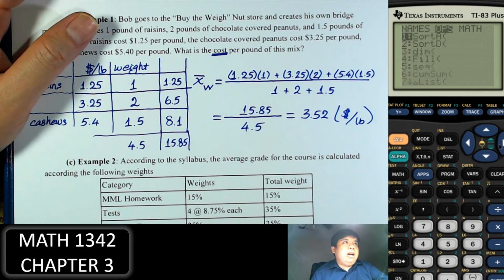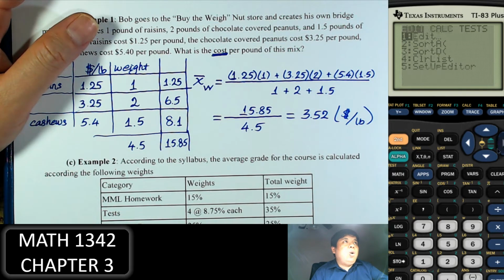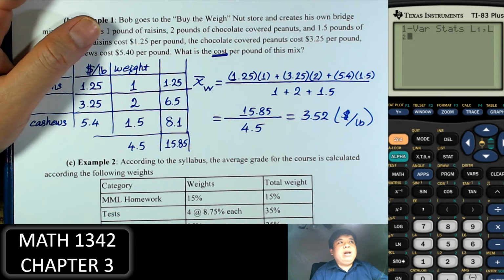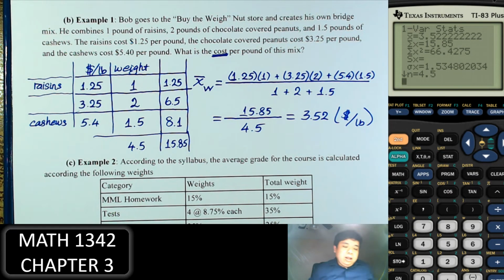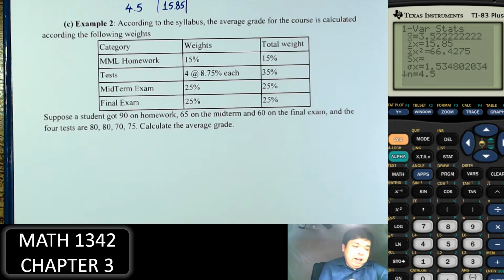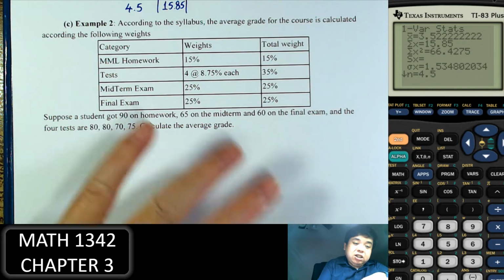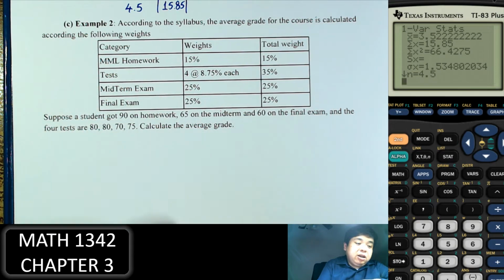And then again, stat, one variable statistic. We just have to enter list 1 comma list 2. The syntax is different with this kind of calculator, but essentially it calculates the same thing. Right. Next, according to syllabus, actually this is not our syllabus, it's different.